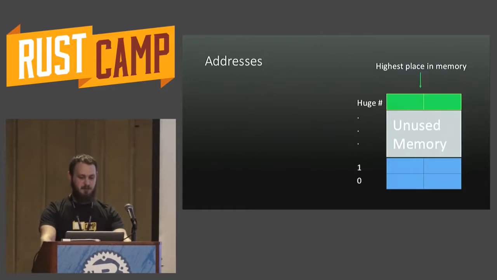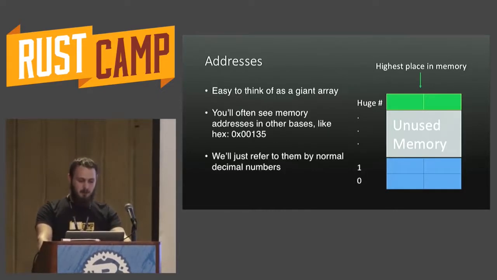So one thing I haven't really mentioned yet, and we can't really talk about heaps without, is that all of the memory is addressed. You'll often see them in hex, just a different radix. But more or less, you can just think of the huge number at the top as the maximum amount of memory that's given to your program or is in the system, depending on how you're running your program. But we're just going to refer to them by normal numbers because it's way easier.